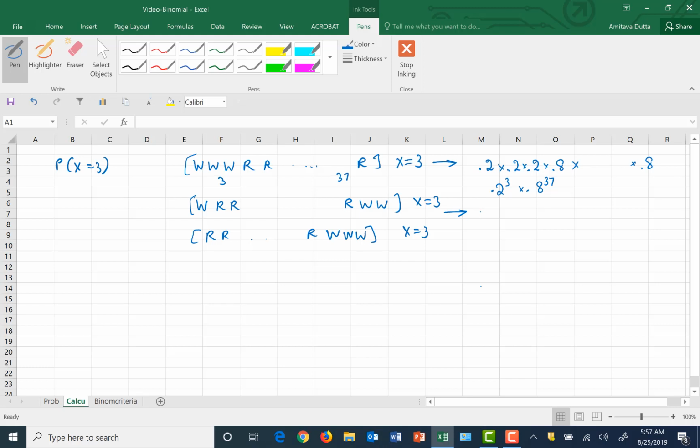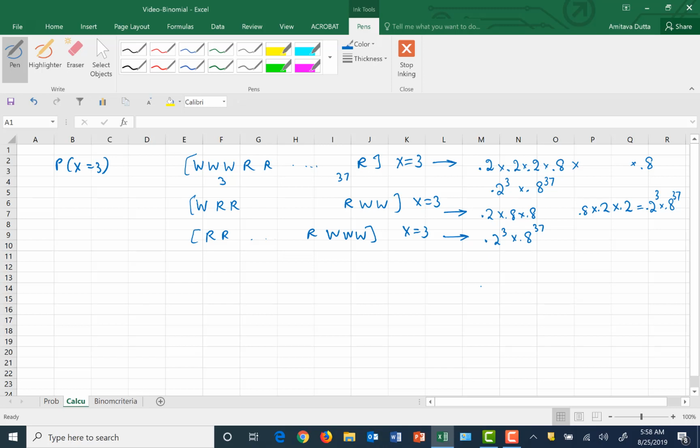Here the probability is 0.2 times 0.8, 37 times, then 0.2 times 0.2. So the 0.2s have just been moved around, but you can still see that this is 0.2 to the 3 times 0.8 to the 37. And I hope you can convince yourself that this one is also 0.2 to the 3 times 0.8 to the 37. So for each of these three sequences, the probability of that outcome is always 0.2 to the 3 times 0.8 to the 37.